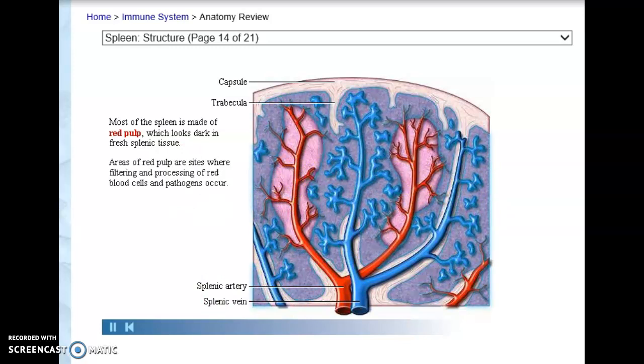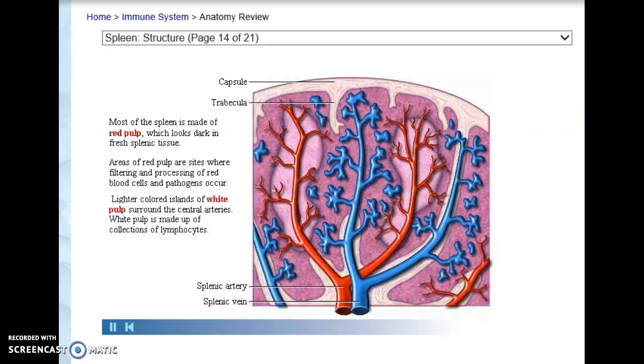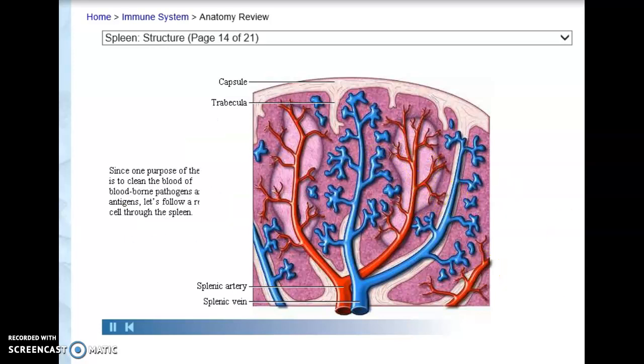Areas of red pulp are sites where filtering and processing of red blood cells and pathogens occur. Lighter colored islands of white pulp surround the central arteries. White pulp is made up of collections of lymphocytes. Click the spleen to highlight the white pulp. Since one purpose of the spleen is to clean the blood of blood-borne pathogens and antigens, let's follow a red blood cell through the spleen.